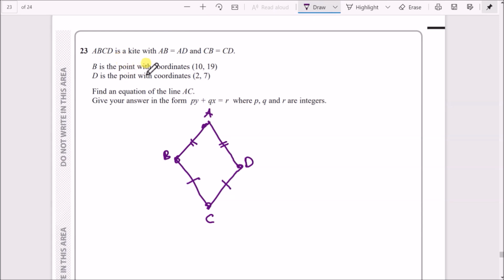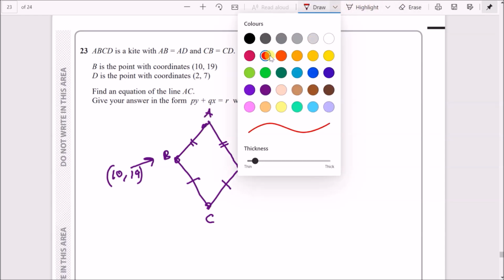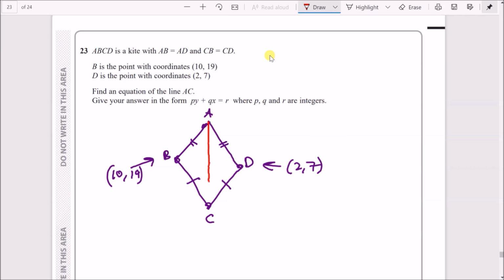Now it says B is the point with coordinates (10, 19), whereas D is a point with coordinates (2, 7). So this has coordinates (2, 7). Now find an equation of the line AC. So AC. Okay, so it's a straight line going down here. So we're talking about cutting it straight across. Okay, AC.